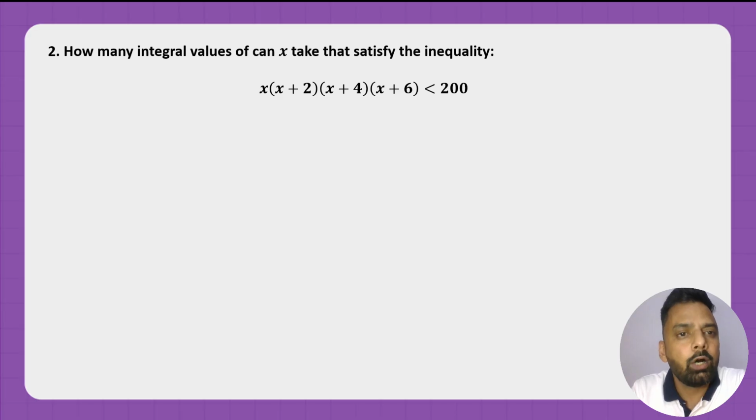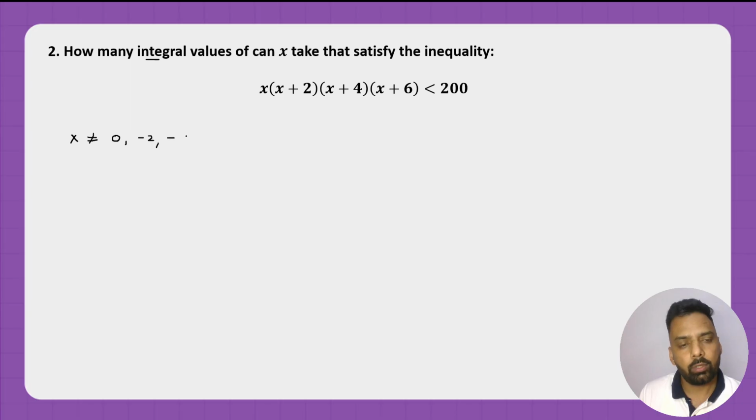Let's see second one. How many integral values can x take that satisfy the inequality? We have to check for the integral values that this product has to be less than 200. Now see what values x cannot take. I cannot put x as 0, right? I cannot put x as minus 2. I cannot put x as minus 4. I cannot put x as minus 6 because in values pay it will be 0.